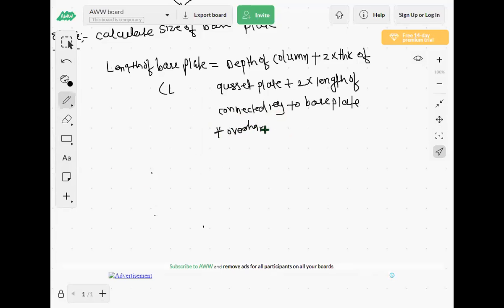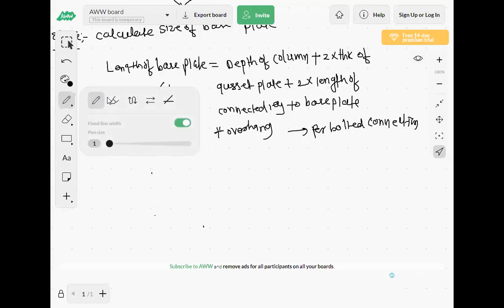Overhang. So this formula is for if you have to do a bolted connection. It means you have to use the bolted connection for the connection of the gusseted cleat angle and base plate. So you have to use bolted connection here. Now, this formula is for bolted connection. So now again, length of plate is equal to, for welded connection we have to use the formula.